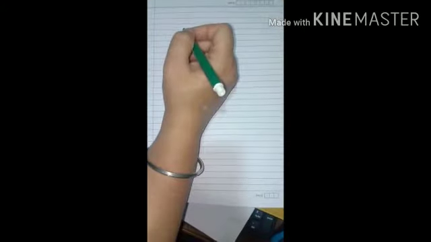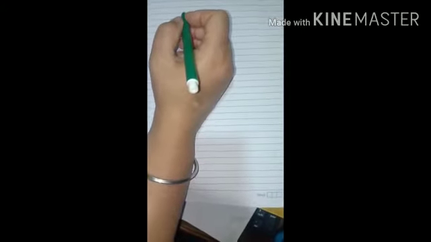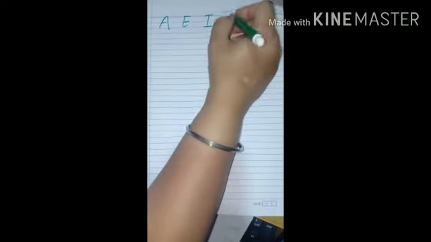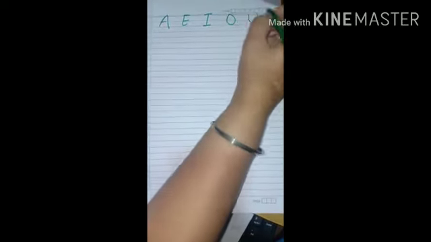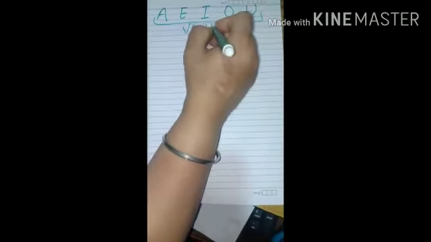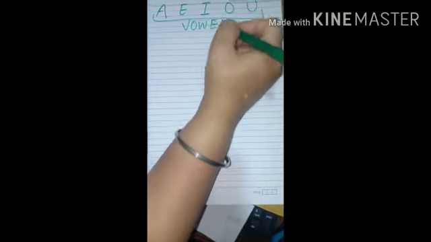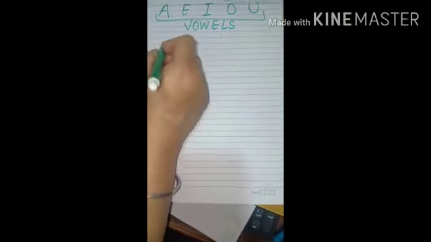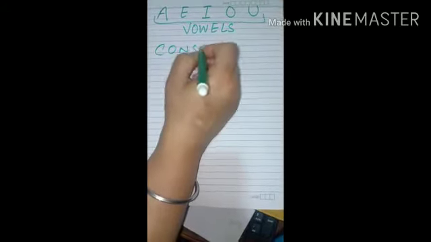Now we are going to discuss consonants and vowels. I know that you all are aware of these two terms, but let's have a quick recap. A, E, I, O, U. What are these? These are vowels. And the rest of the letters, the alphabets which are left, are known as consonants.